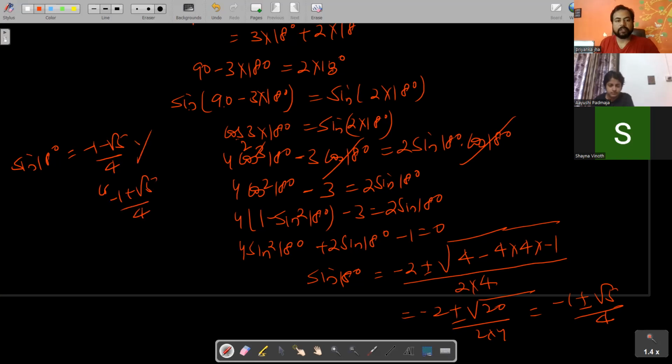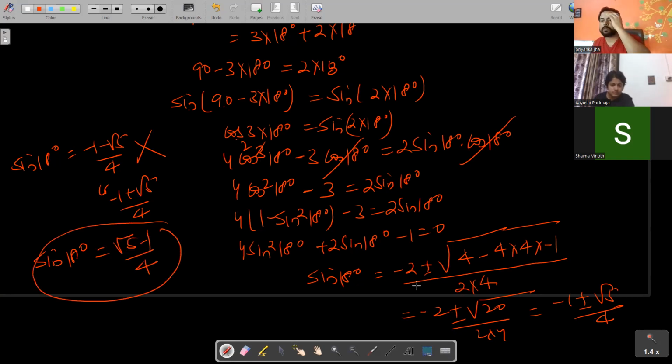The first one is not possible because 18 degree is in the first quadrant. In the first quadrant, sine, cos, tan, sec, cosec, cot all will be positive. So you have to ignore this value. So we found sine 18 degree as root 5 minus 1 upon 4. This you have to remember because every time you cannot do this much long thing, right? Note it down.